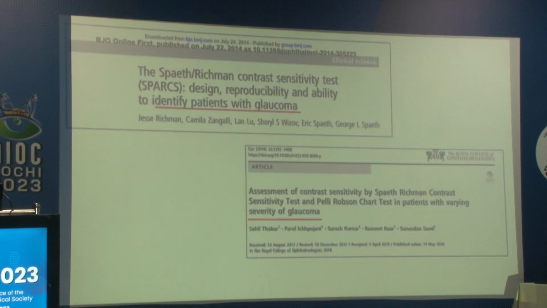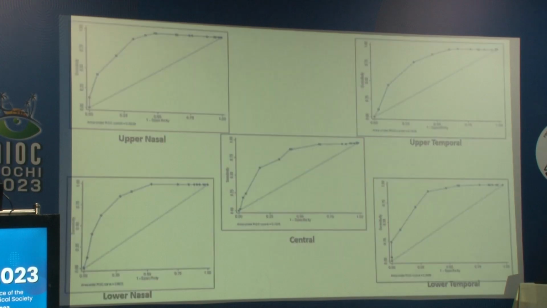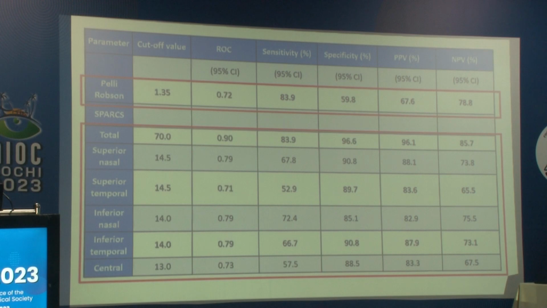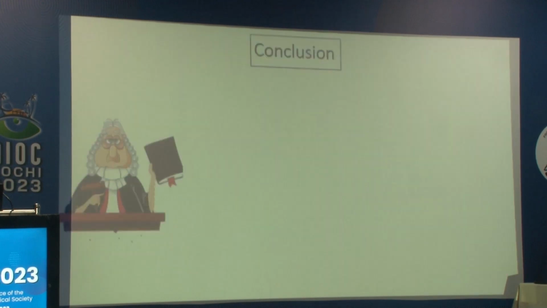Now, all this study has been already done. What new this study adds? We also plotted an ROC curve for different quadrants like upper nasal, upper temporal, central, lower nasal and lower temporal, and we could find that the ROC curve and the area under the curve, sensitivity and specificity was much higher for Sparks as compared to Pelli-Robson.